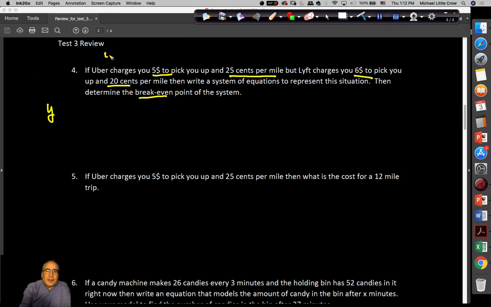Well, for Uber, it's a linear function, the cost, and again, all of this test is going to be a linear equation, y equals mx plus b. So we have a starting value, we have a rate of change, and we have an output. And in this case, the input is going to be how many miles we travel. So for Uber, we're going to have y equals $5 for the pickup plus 25 cents for every mile. So 25 cents is 0.25 times x, and x is your miles. Y is going to equal your cost.